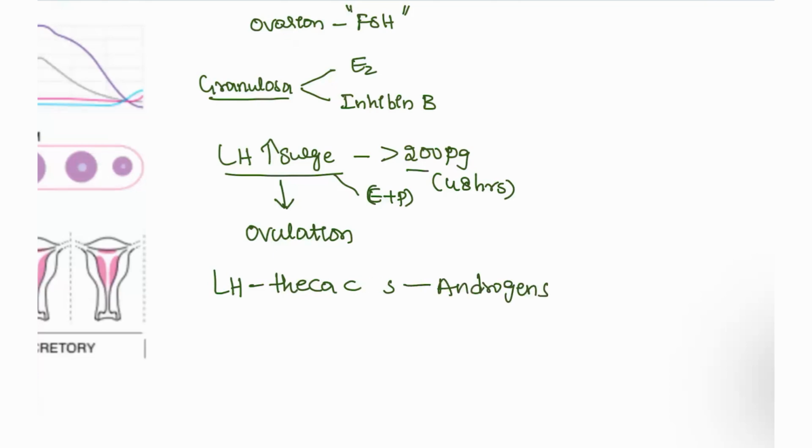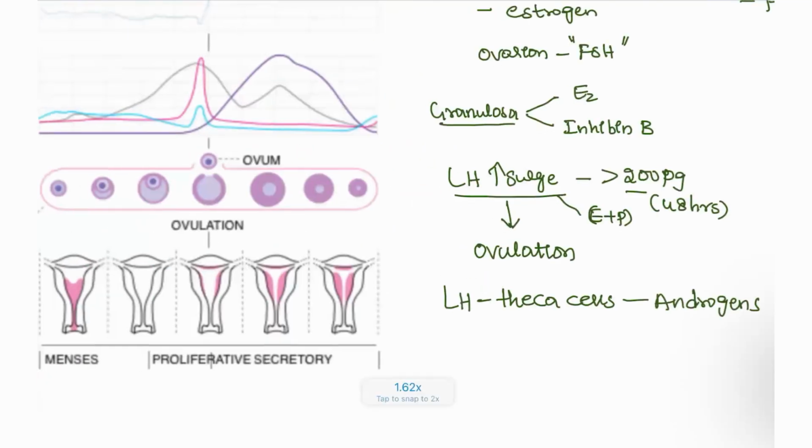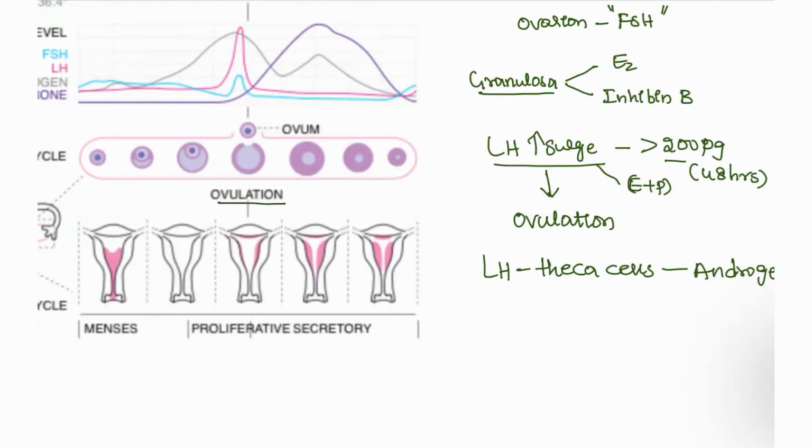Okay, androgens will be produced. Next, moving on to the ovulation. This is where, exactly at the mid of the cycle, the ovulation is going to occur. The primary oocyte is going to convert into a secondary oocyte, right? This is the first thing.